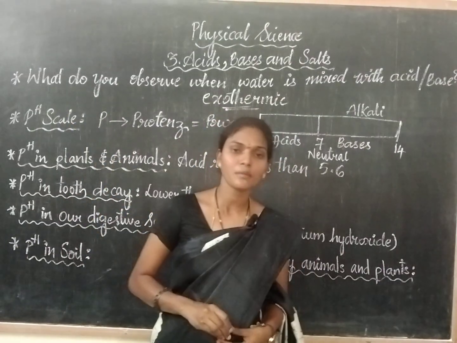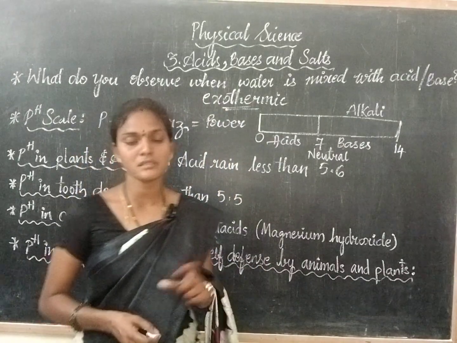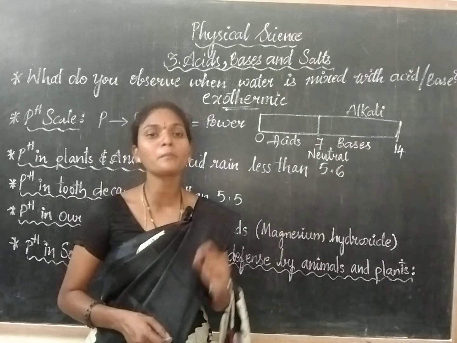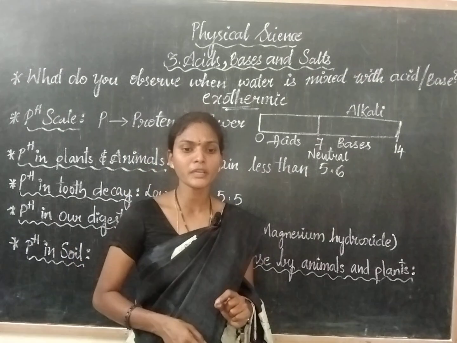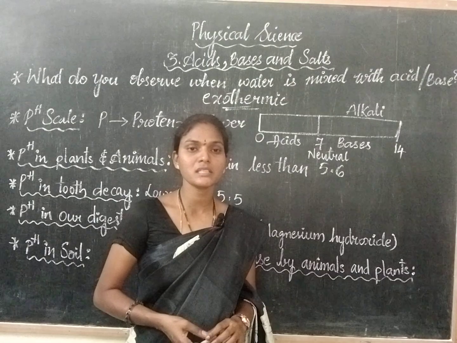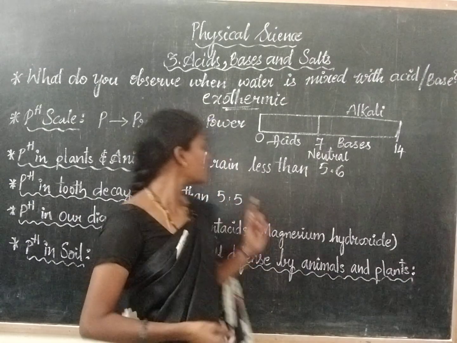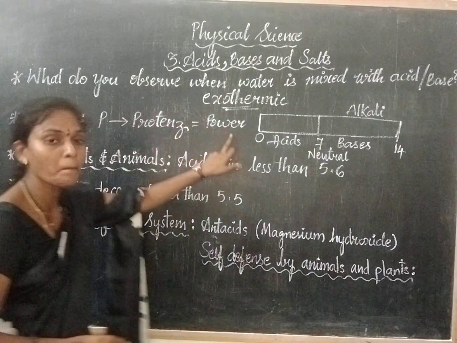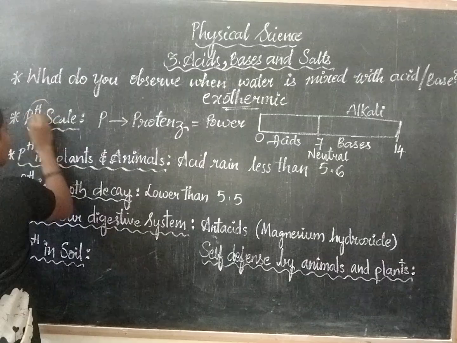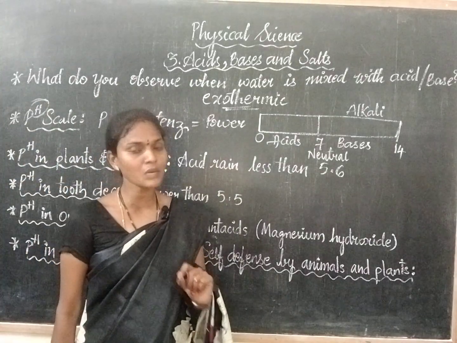Next, let us discuss the pH scale. What do we mean by the pH scale? In pH, the P stands for protons, which means power. The pH scale gives you the power of H terms present in the chemical equation.